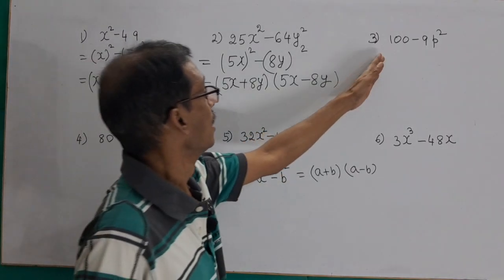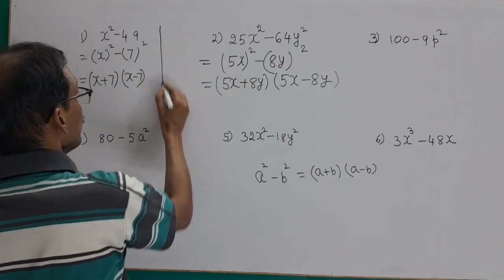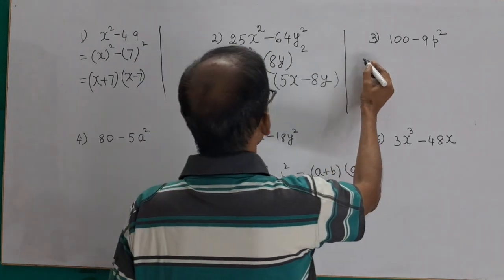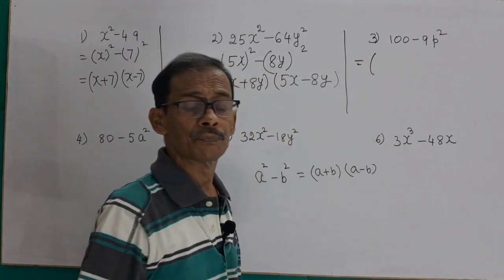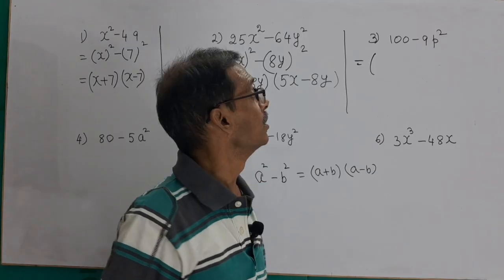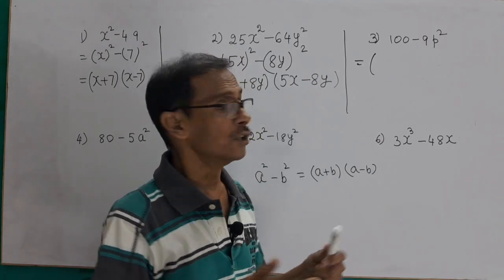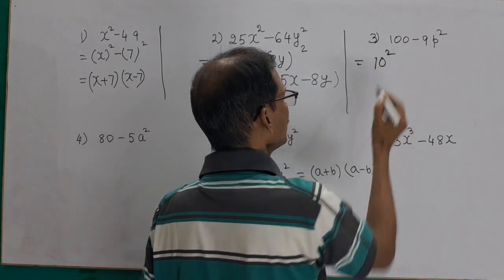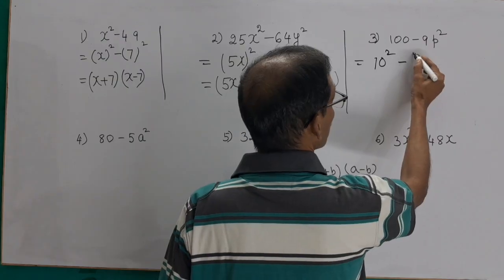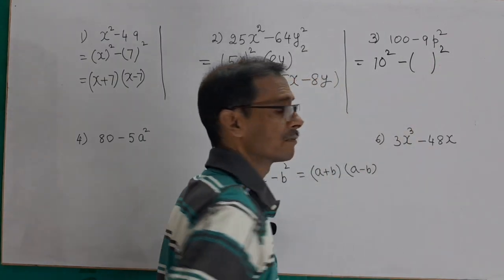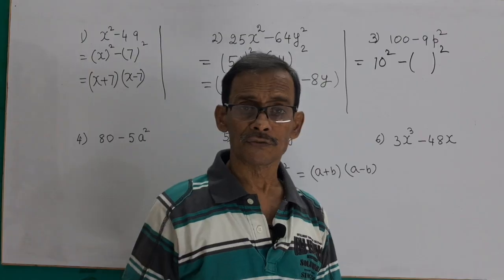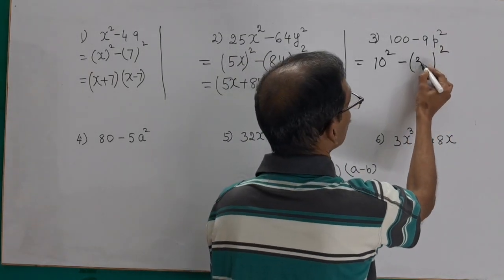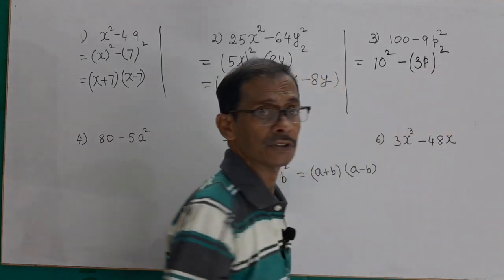So if you understood first and second, then this is not difficult for you. I am going very fast now. 100 equal to 10 into 10, that means you can write 10 square, minus 9p square. 9 is square of 3 and p square is square of p. So if you put them together, then 3p whole square.